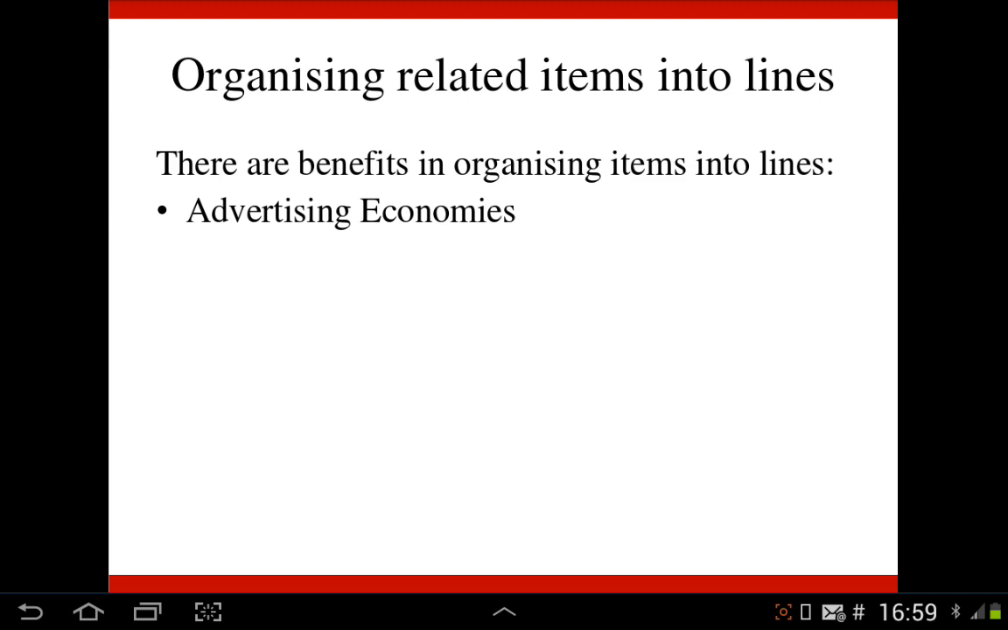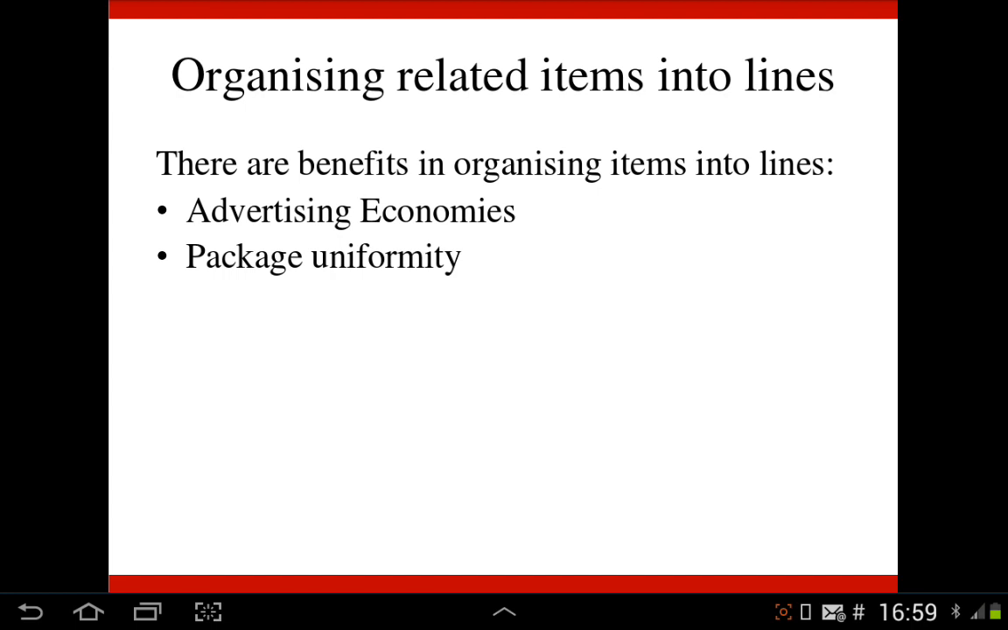So there are benefits to organizing items into product lines. Number one is advertising economies, like I've just said. Head & Shoulders only needs to advertise their brand. They don't need to advertise every single product that they have. This means that they save money when it comes to advertising.